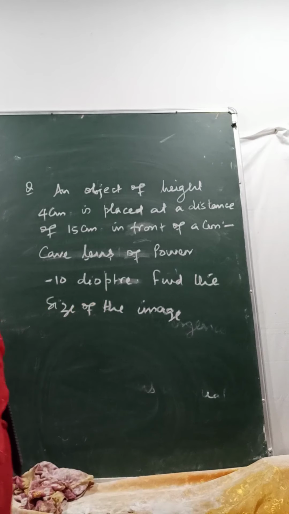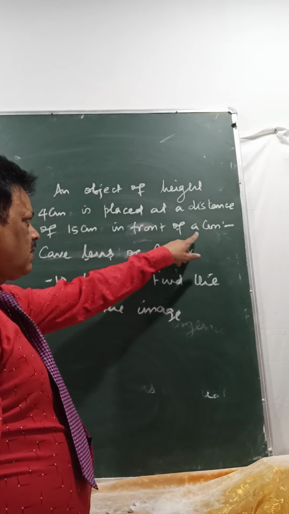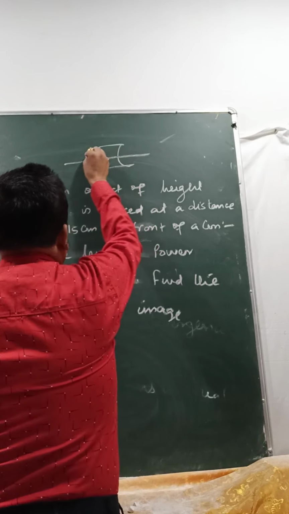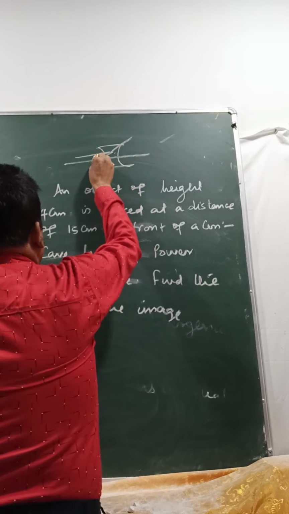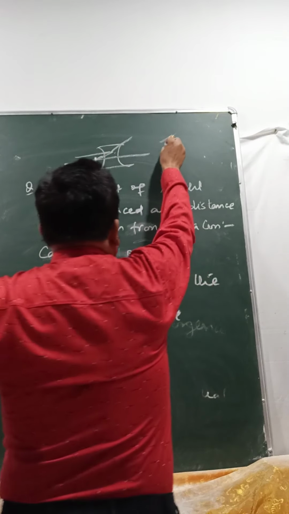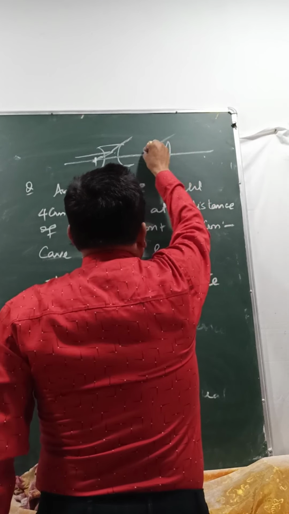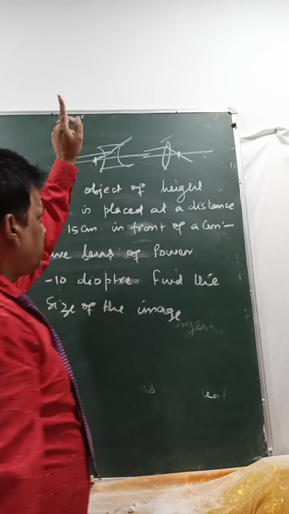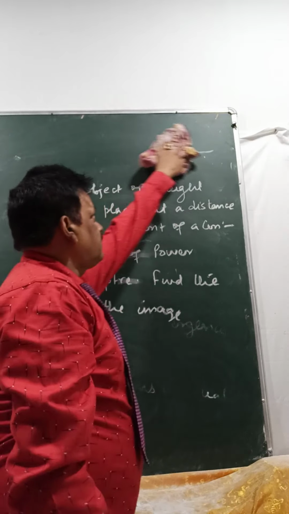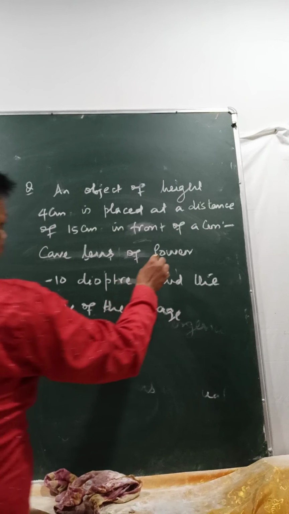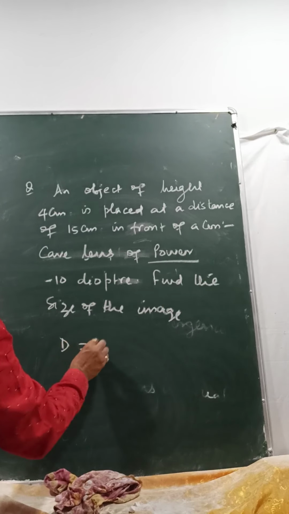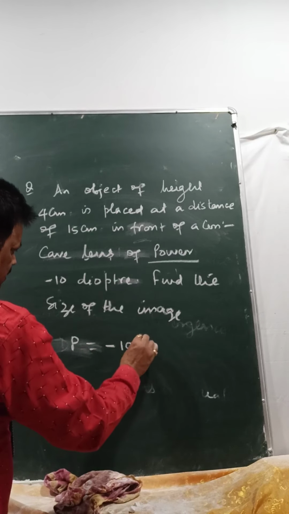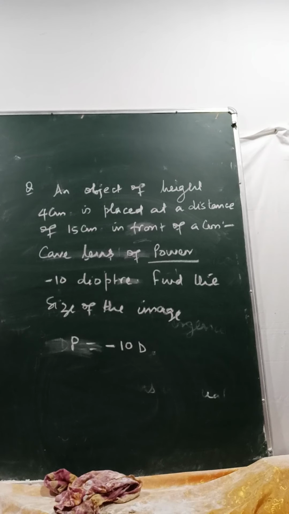First you understand this. Diopter in the concave lens is negative because its focus is somewhere on this side. This is the focal point. But in the convex lens, the focus is on the right side. So this will be positive diopter, this will be negative diopter. So now look here. What is given? Power is given, minus 10 diopter. Okay.